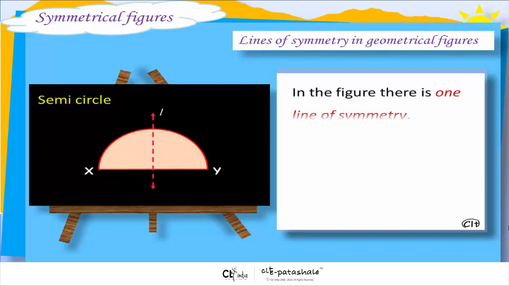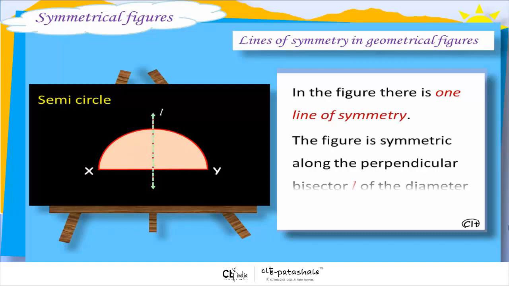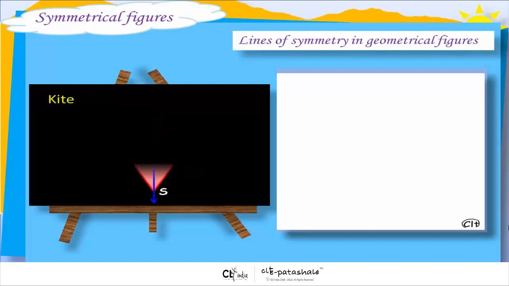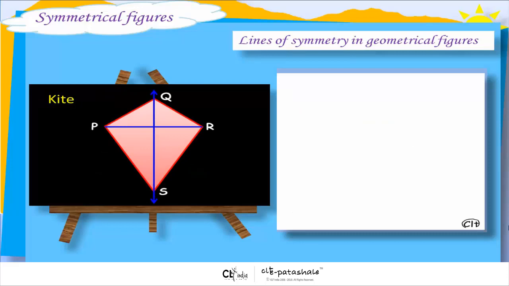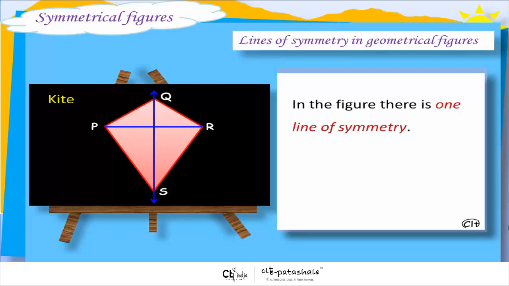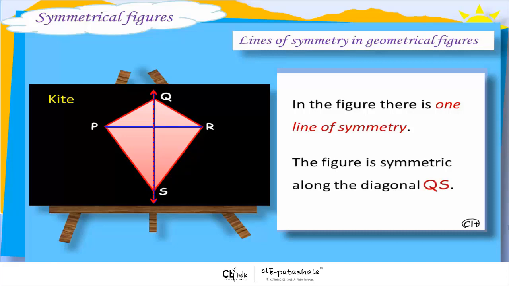Semicircle. In the figure there is one line of symmetry. The figure is symmetric along the perpendicular bisector L of the diameter XY. Kite. In the figure there is one line of symmetry. The figure is symmetric along the diagonal QS.